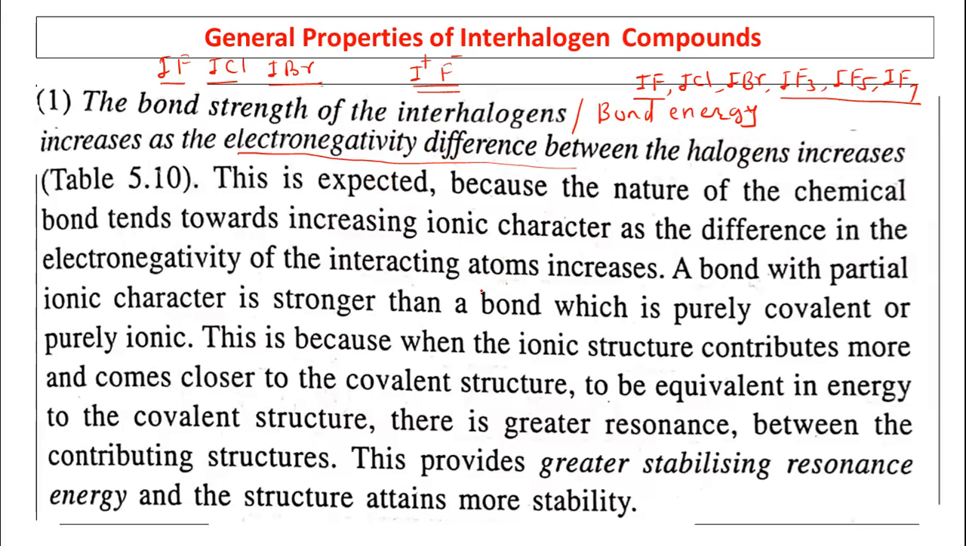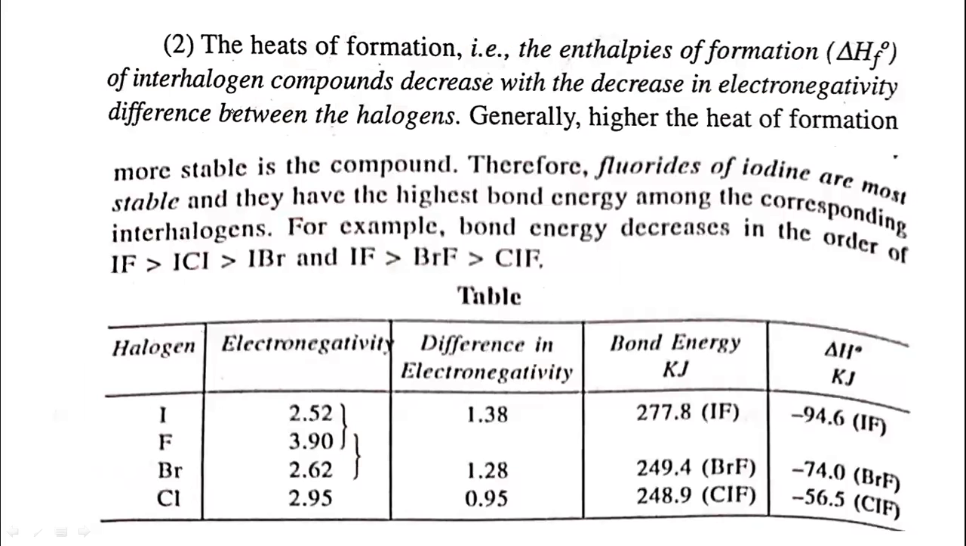It is also known that a bond with partial ionic character is stronger than a bond which is purely covalent or purely ionic. In the case of iodine monofluoride, there is a partial ionic character as well as covalent character. Whenever there is a partial ionic and covalent character, the bond becomes very strong. So the bond strength of IF is stronger than ICl and IBr. It means that the bond energy of IF is also stronger.